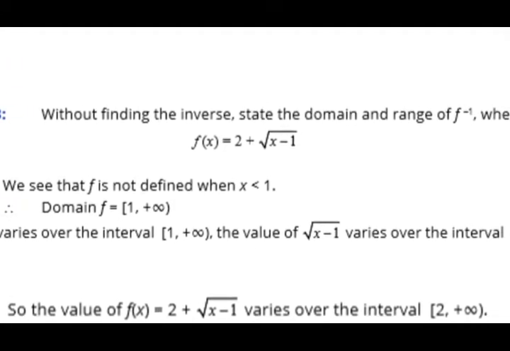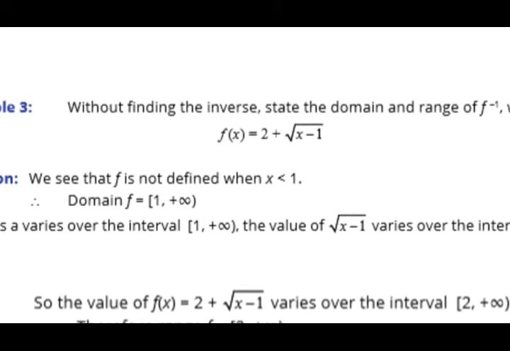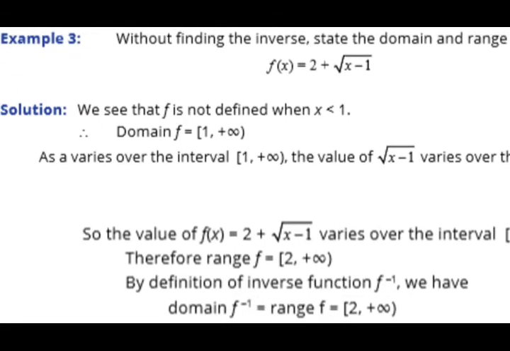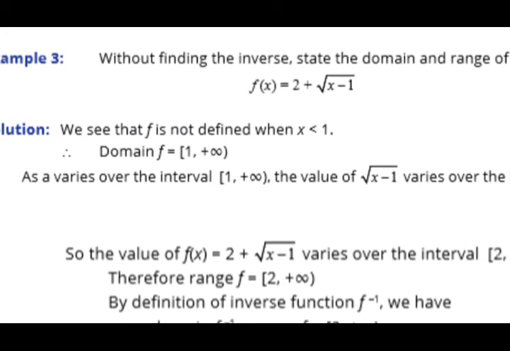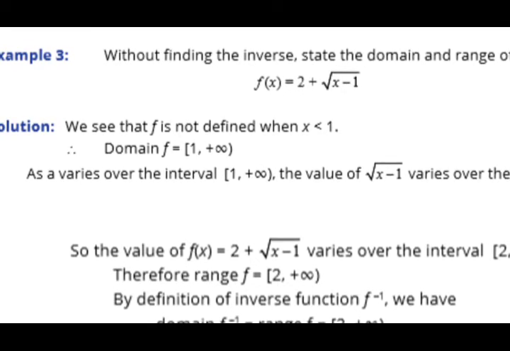Now to find the domain and range of a function without finding f inverse, we see that it is not defined when x is less than 1. When we put any value less than 1 in the square root, it gives a negative answer and moves toward complex numbers, so we avoid these values less than 1. Therefore the domain of f is x greater than or equal to 1. It means its domain is 1 to plus infinity.